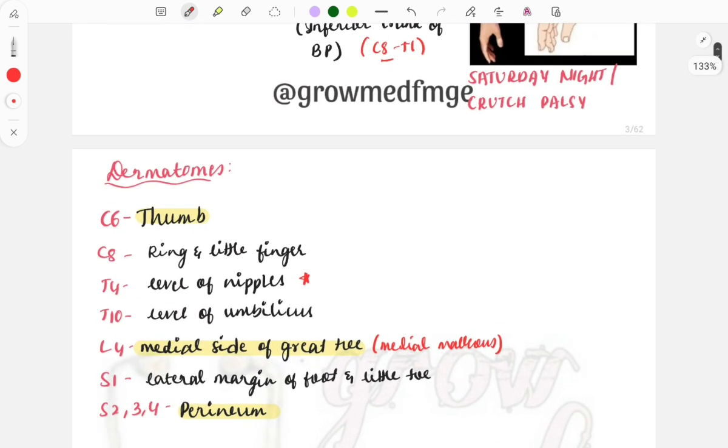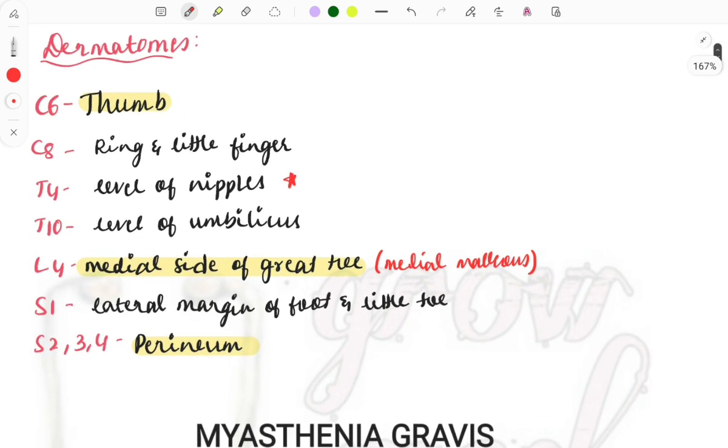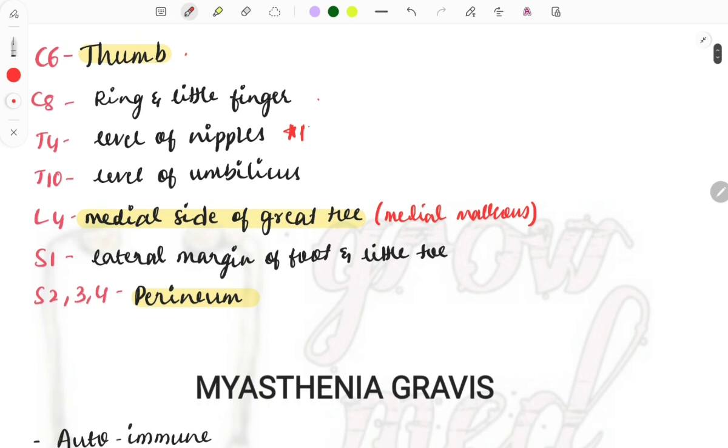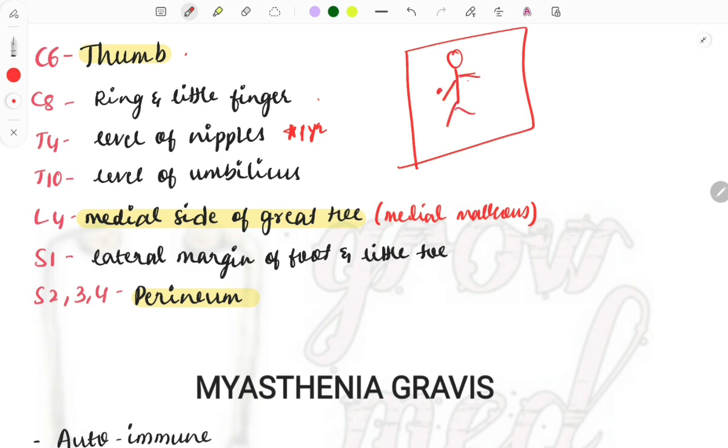Then moving on to the dermatomes. Okay, so dermatomes are also very important and questions have been frequently asked on this. C6 dermatome is the dermatome of the thumb. Then C8 is the little finger and ring finger. T4 is present at the level of the nipple, PYQ. They had given an image of a person, and they will mark the level of the nipple and ask what the vertebral level is here. So it will be T4.